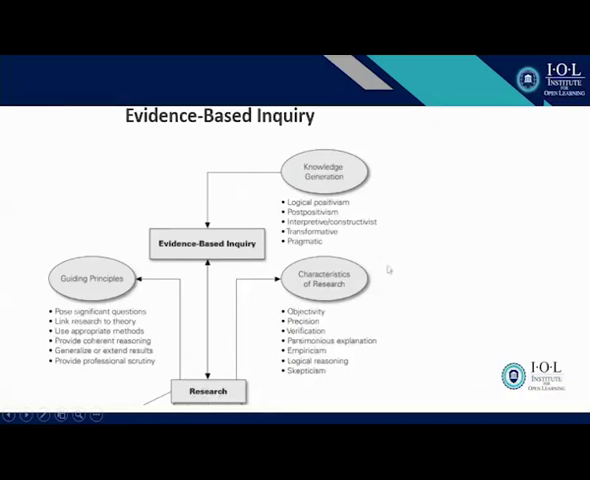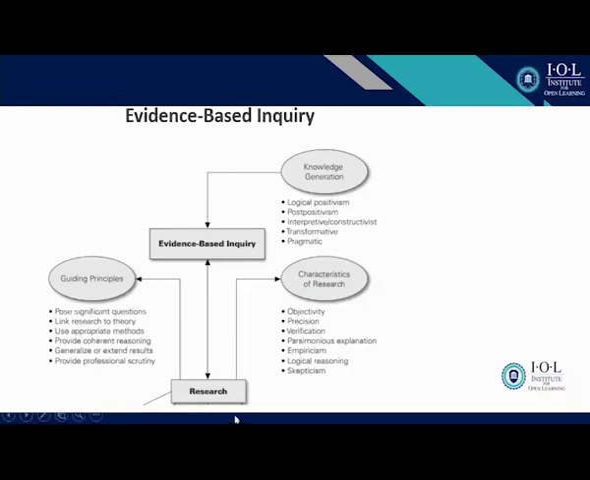So this is just an image. There's evidence-based inquiry research, and when you inquire, you generate knowledge. This knowledge is based on logical positivism and post-positivism, interpretive or constructivist knowledge, which can make you construct knowledge, transformative, which can transform you to think differently, and pragmatic.